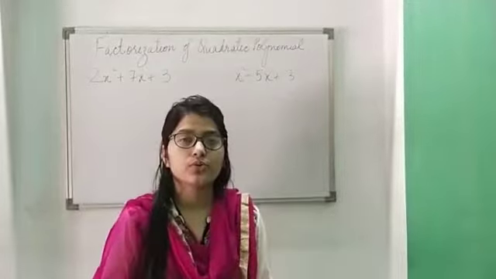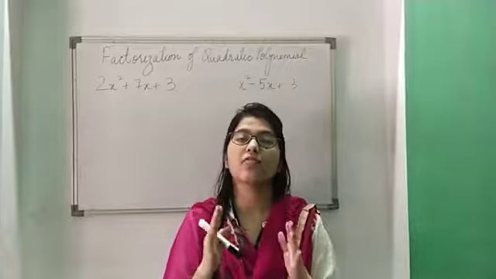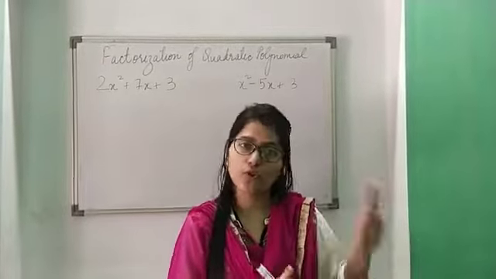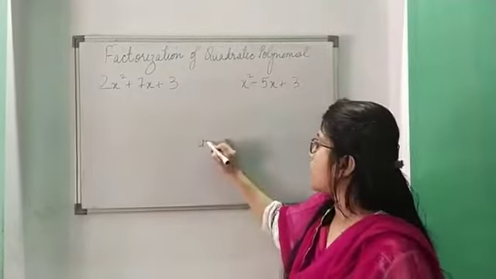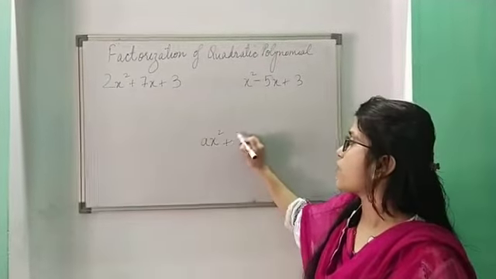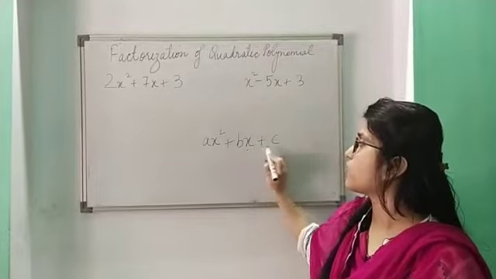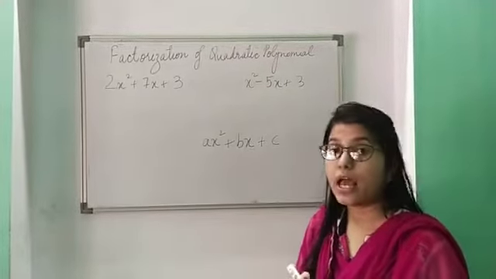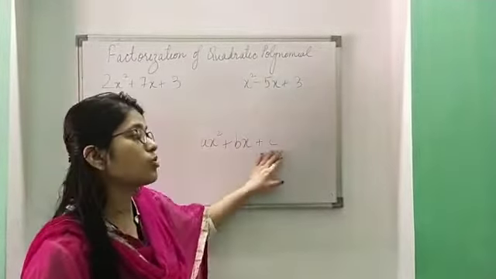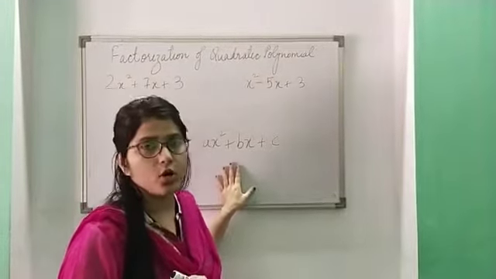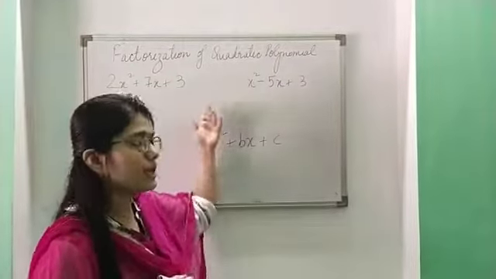Now let's come to the new topic, that is factorization of quadratic polynomials. We have already done the factorization of quadratic polynomials in class 8. If you remember, the quadratic polynomial is ax square plus bx plus c, meaning one square term, one normal term and one constant term will be there. And we have solved these sorts of questions, meaning how to factorize the quadratic polynomial by the middle term splitting method. The same method I will explain to you again.